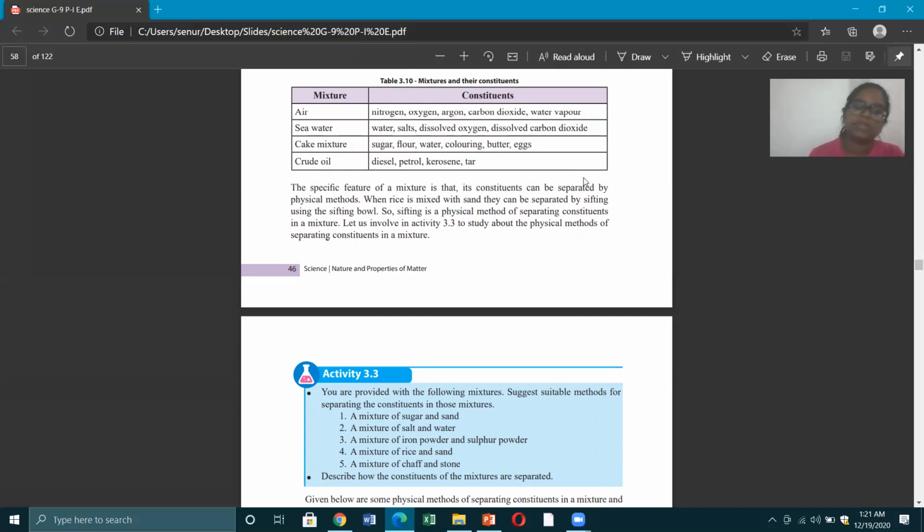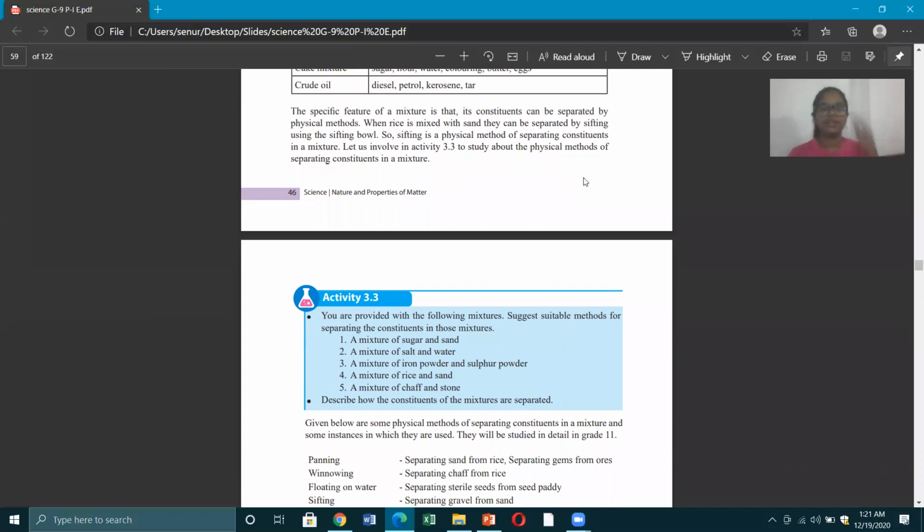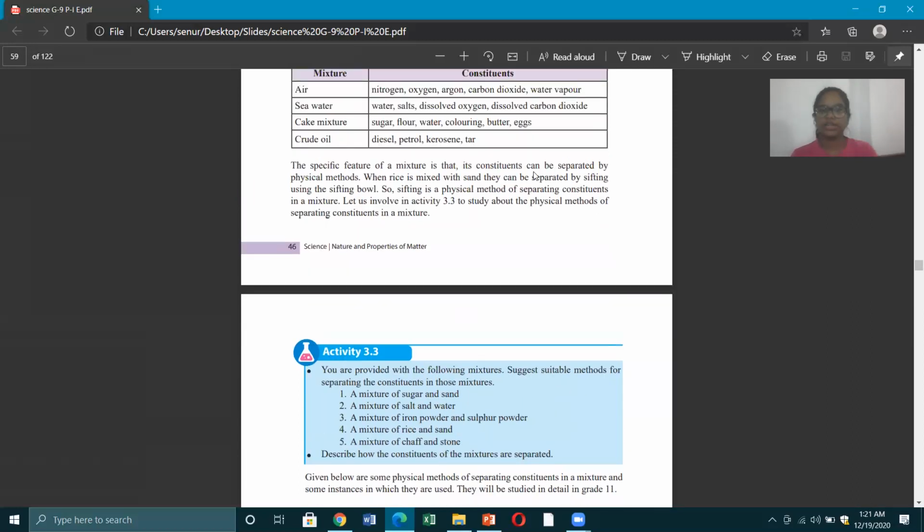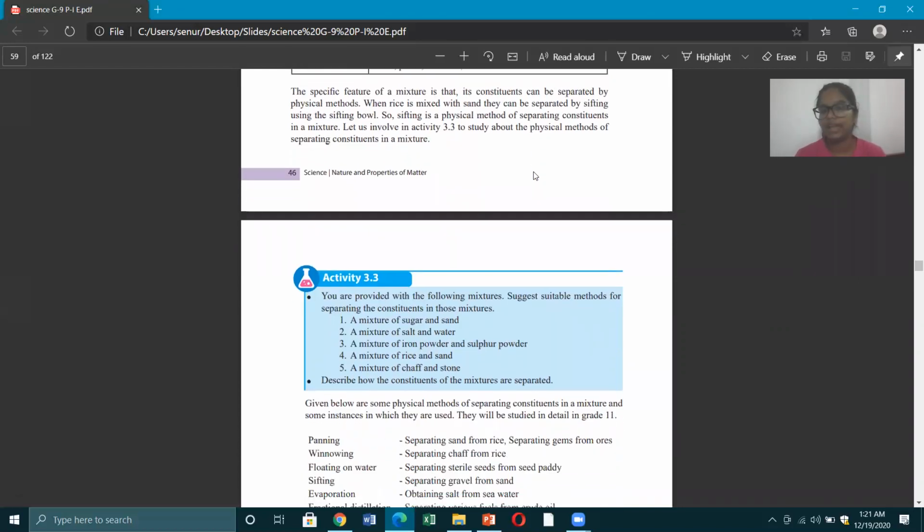Okay? The specific feature of a mixture is that its constituents can be separated by physical methods. මෙතන තියෙන හරිම special feature එකක් තමයි, y'all can underline it. මේකේ තියෙන constituents අපිට separate කරන්න පුළුවන් physical method එකකින්. දැන් අපි cake එකක් ගත්තොත් අමාරුයි, but there are methods where we can actually separate these constituents by physical methods. Okay? When rice is mixed with sand, they can be separated by sifting using the sifting bowl.